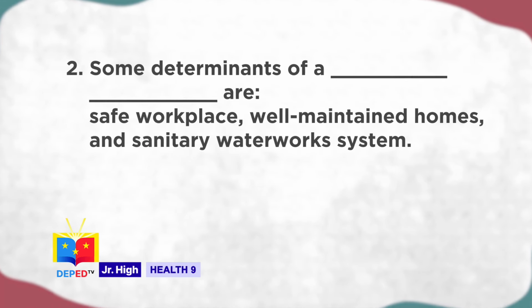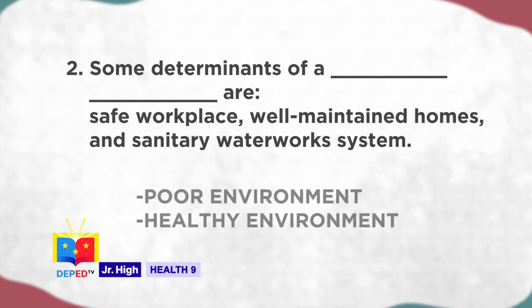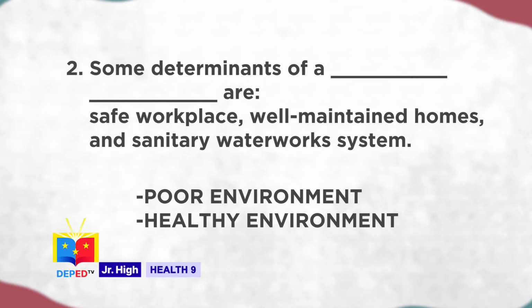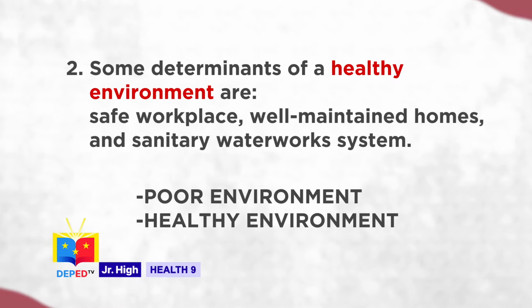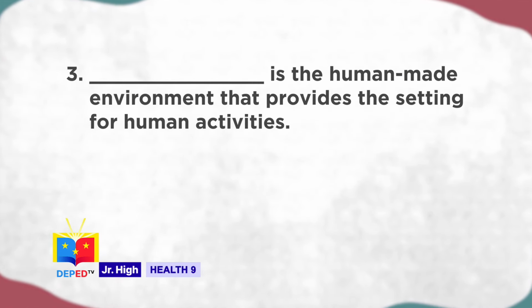Number 2. Some determinants of a blank are safe workplace, well-maintained homes, and sanitary waterworks system. Poor environment or healthy environment. The correct sentence should be some determinants of a healthy environment are safe workplace, well-maintained homes, and sanitary waterworks system. Let's try the third item.